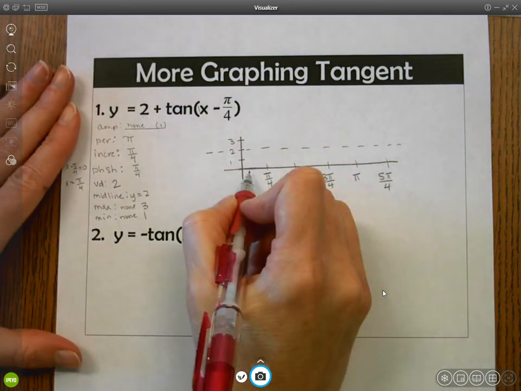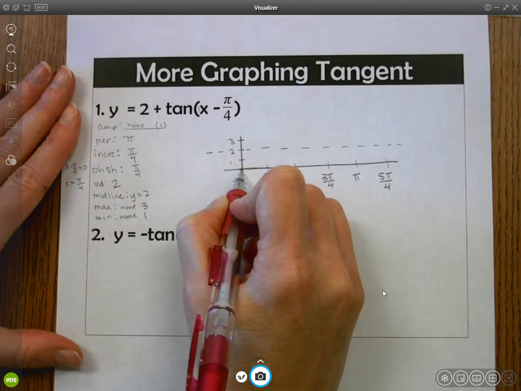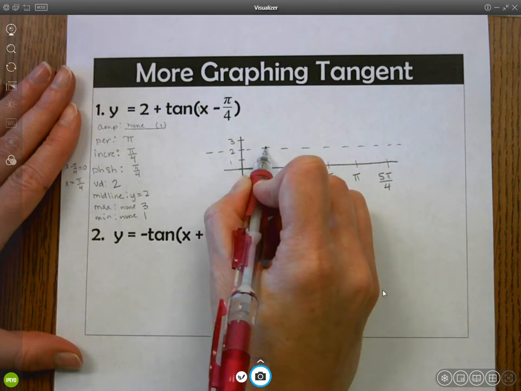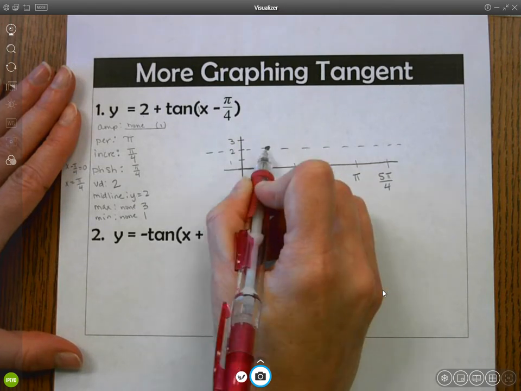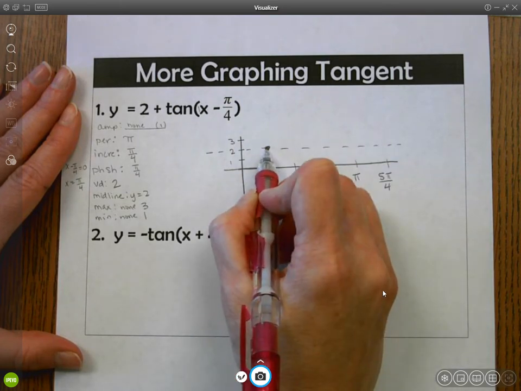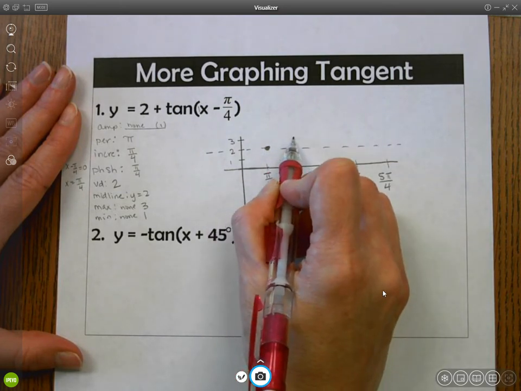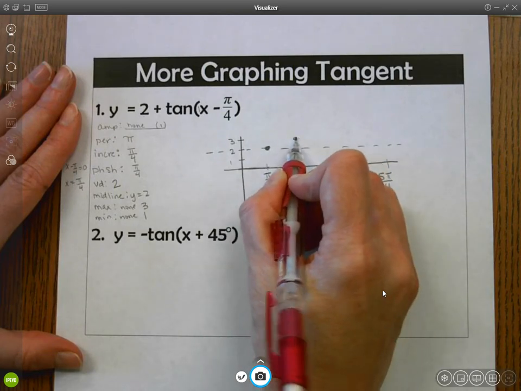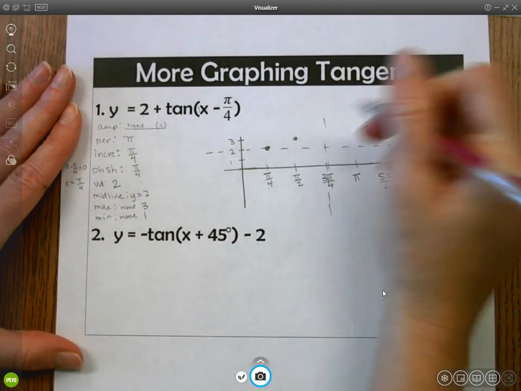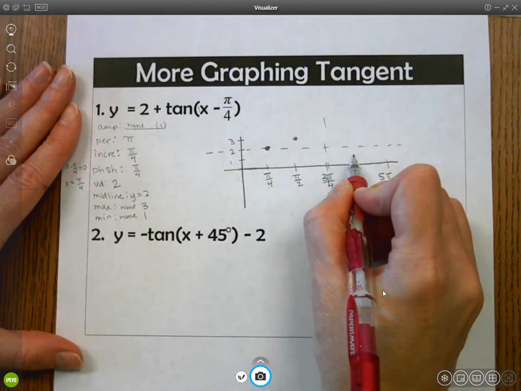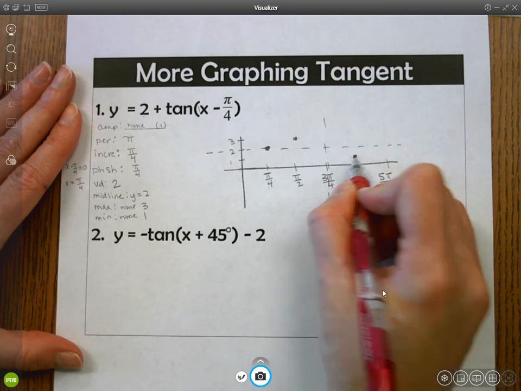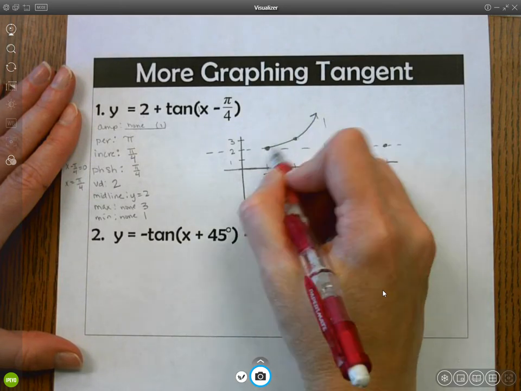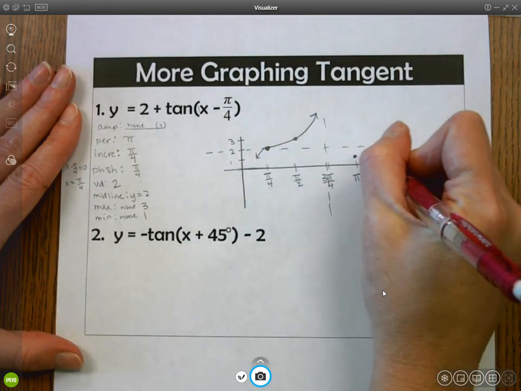Alright, so normally we would start tangent with a point at 0, 0. But we're sliding over to pi over 4, and we're sliding up to 2. So that 0, 0 point is now at pi over 4, 2. Alright, from there, we have a point at 1 and an asymptote. So a point at 1 is now a point at 3 because we've gone up 2. And then we have an asymptote. And then over here, we're going to be a negative 1, which is moved up 2 to 1, and at our 0. So we have a piece that points up, and we have a piece that points down.